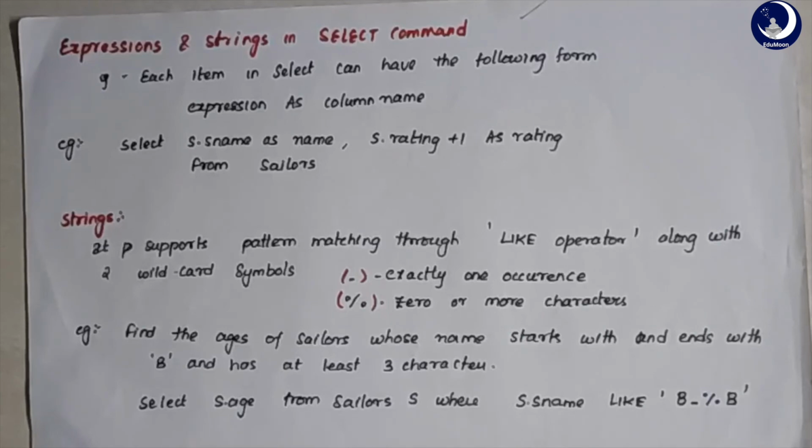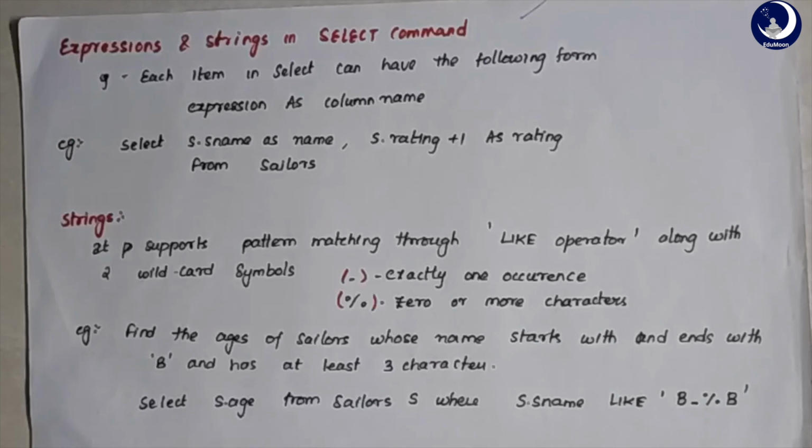Now let's see how you can use strings in a query. So SQL supports pattern matching through the like operator. You know pattern matching, right? We use this in regular expressions and all. So here we have the like operator, which is used for performing string operations in a query. We use the like operator along with two wildcard symbols. The first one is an underscore, which symbolizes exactly one character. And then we have percent, which symbolizes 0 or more characters. It can be 0 or it can be more than 0, right?